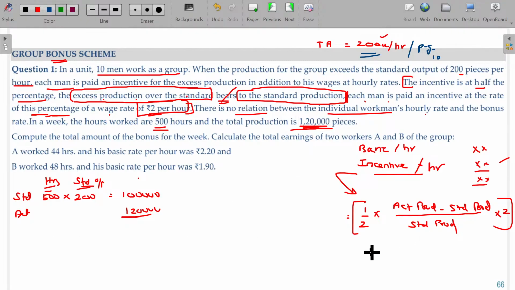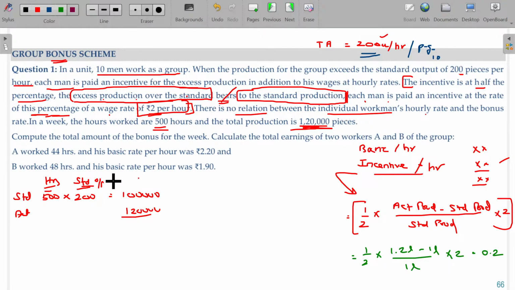Then you apply the incentive percentage here: half into actual production of 1.2 lakhs minus standard production of 1 lakh, divided by standard production of 1 lakh, into 2 rupees. Point 2. This is the incentive. Compute the total amount of bonus for the week. Calculate the total earnings of two workers A and B of the group.